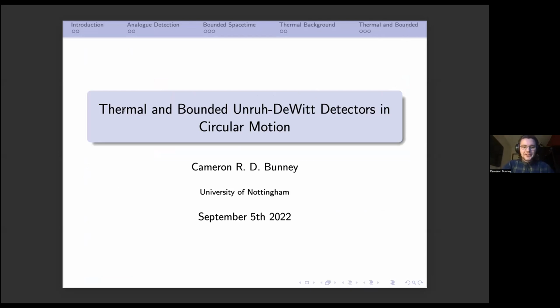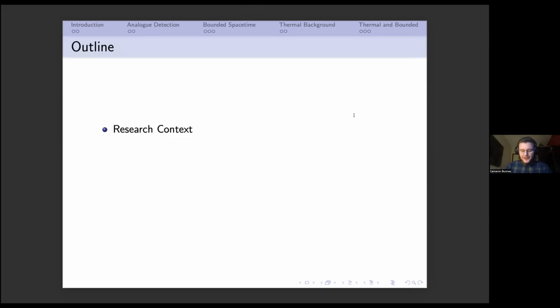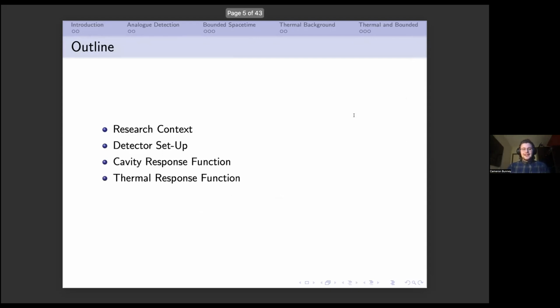As Eduardo just said, I'll be talking about thermal unbounded Unruh-DeWitt detectors in circular motion. In order to address this topic, I'll first talk about the greater research context and make some historical remarks. Then I'll follow up by talking about the actual detectors that we'll be modeling, how they look mathematically, as for thermal unbounded, they look slightly different. Then I'll talk about what happens when we bound our detectors, what happens when we add in some ambient thermal background, and then at the end, I'll discuss what's happening after all this and where the calculation should go next.